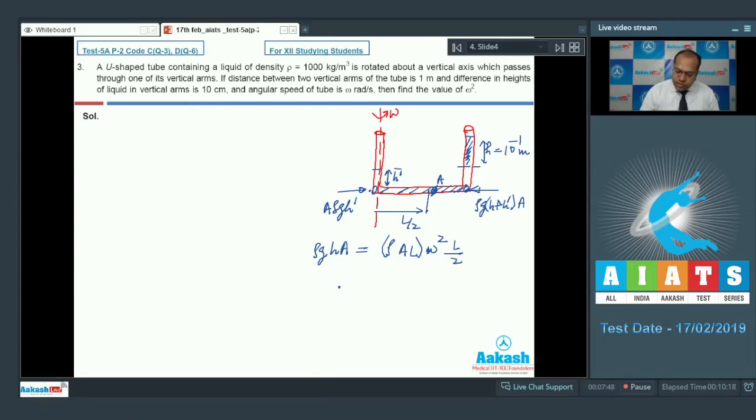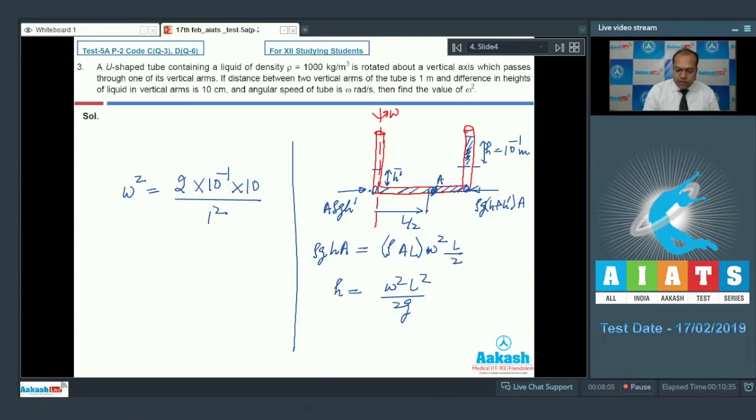So if I solve this equation, the value of h comes out to be omega square L square divided by 2g. Or from here, the value of omega square comes out to be 2 into h. The value of h is 10 to the power minus 1. The value of g is 10 divided by L square, with L equal to 1. So on solving, it comes out to be 2. So the correct answer for question number 3 is 2. Let's move to question number 4.